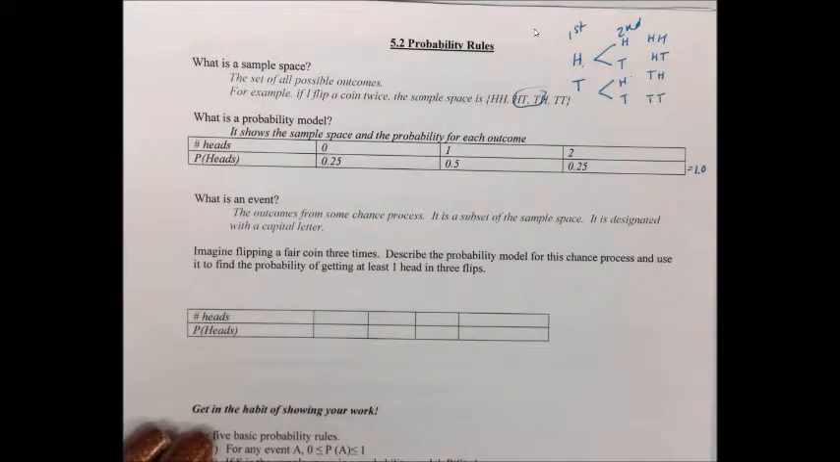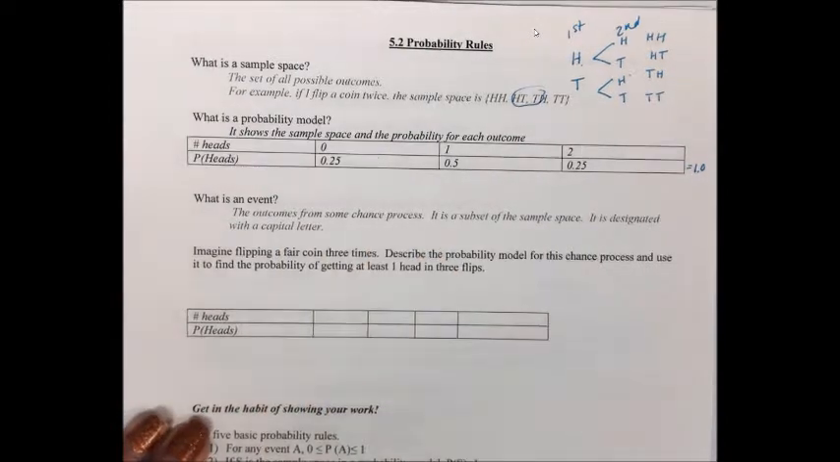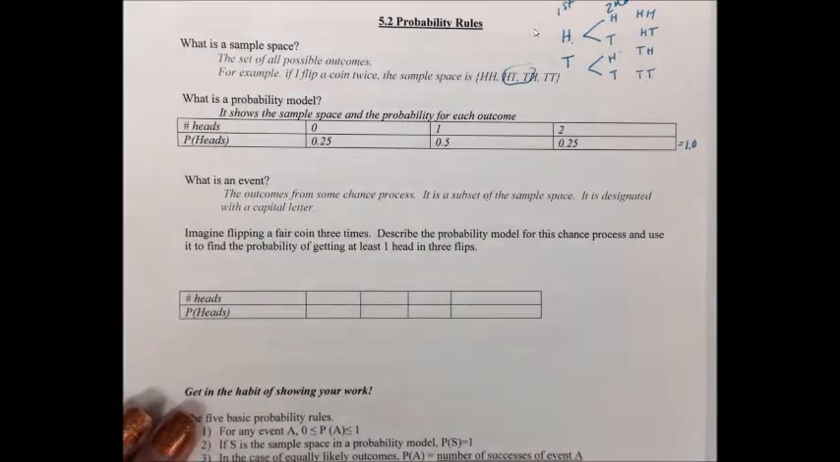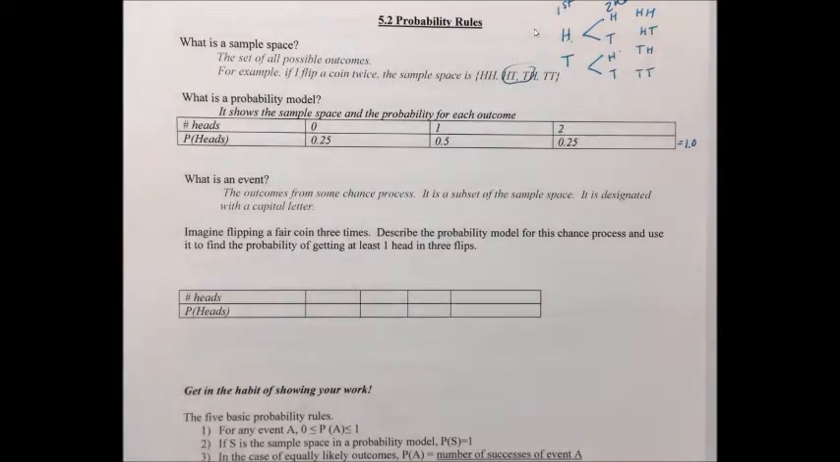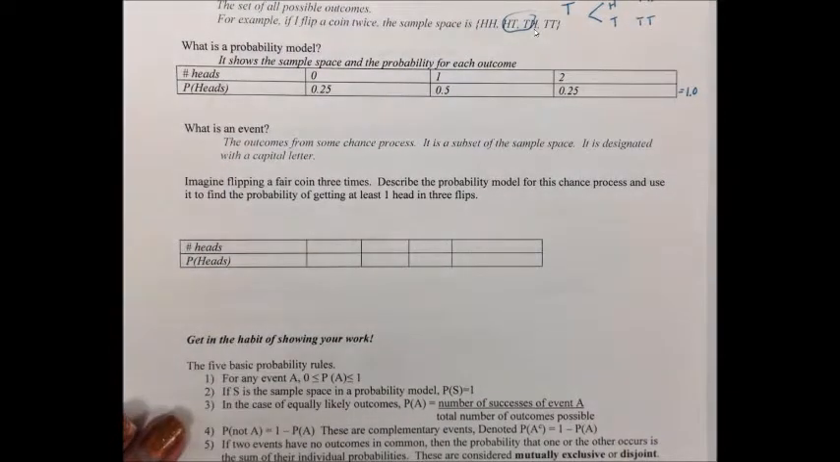And then what's an event? It's the outcomes from a chance process. So it's a subset of the sample space. And usually we call it event A, we would use a capital letter. So if you see it, and you're going to see it later on in the notes.